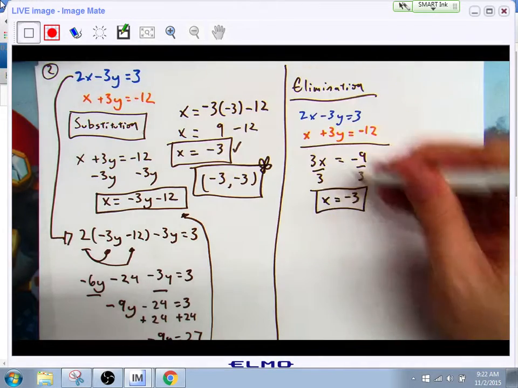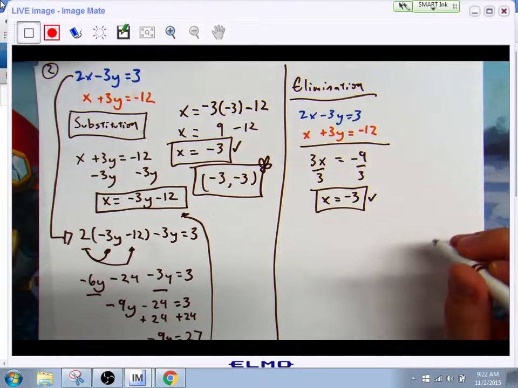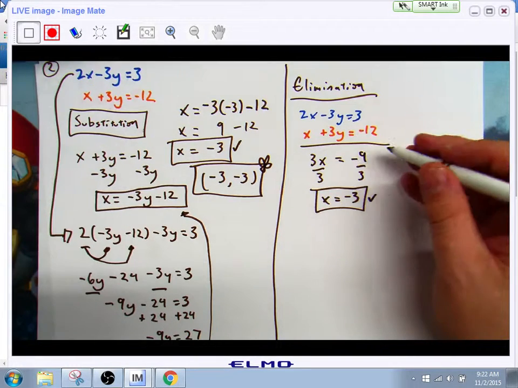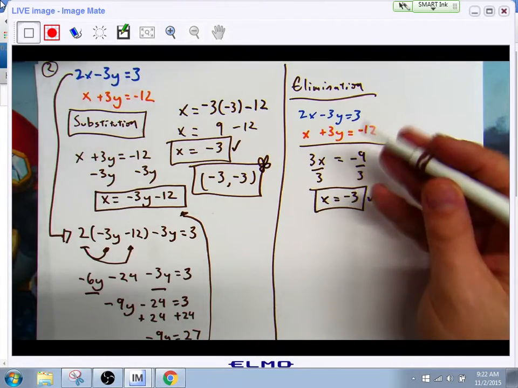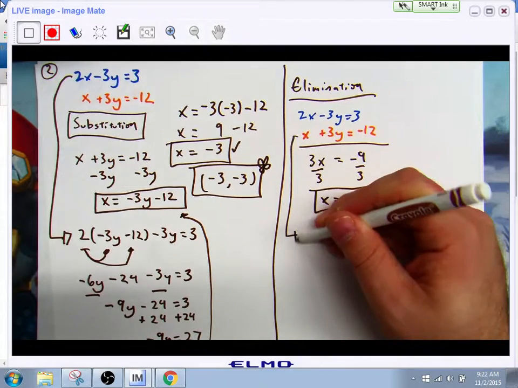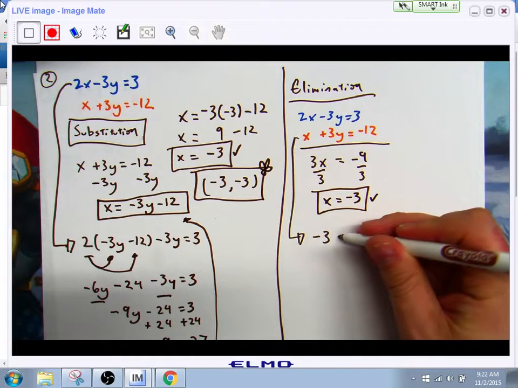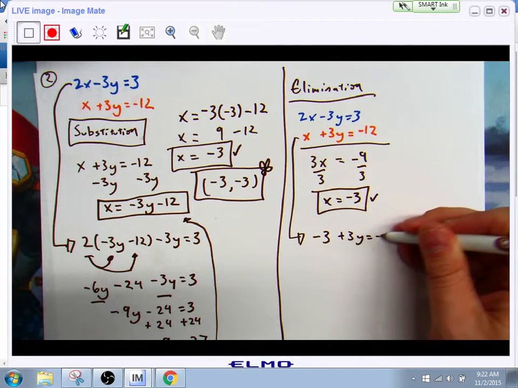Sure enough, that checks out with our other equation, or our other method. So now all I have to do is take that, plug it into either equation. I'll choose the orange one for no reason other than it's closest to me. So I have negative 3 plus 3y equals negative 12.